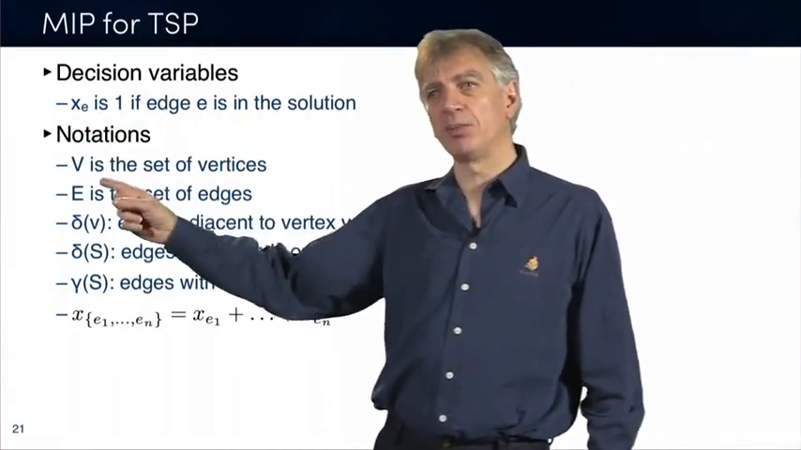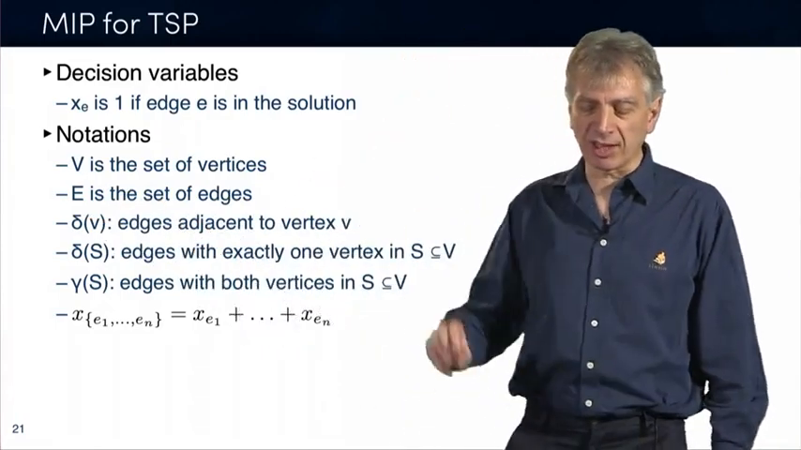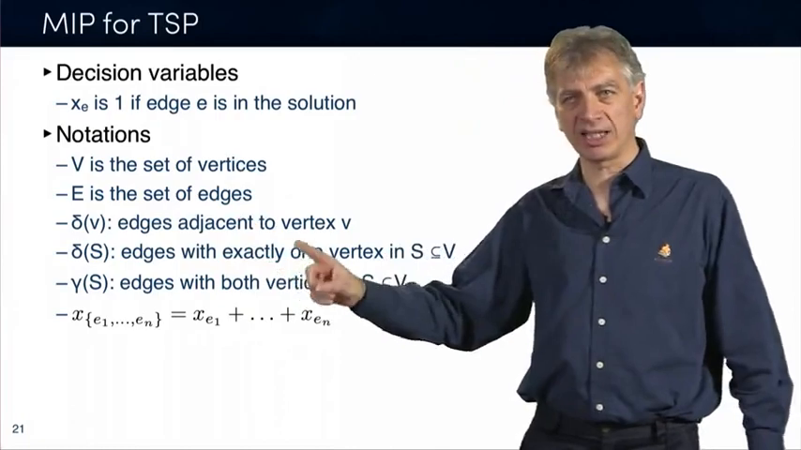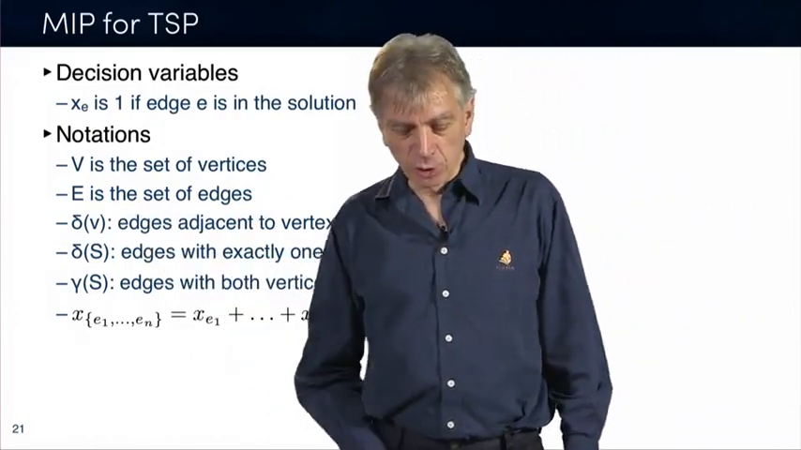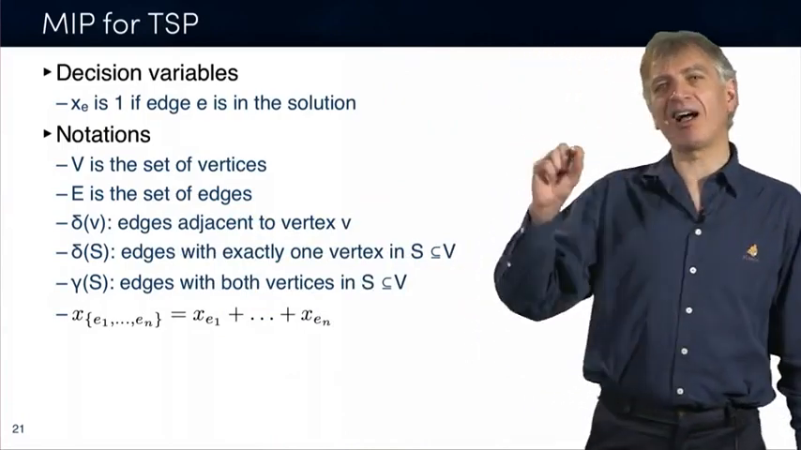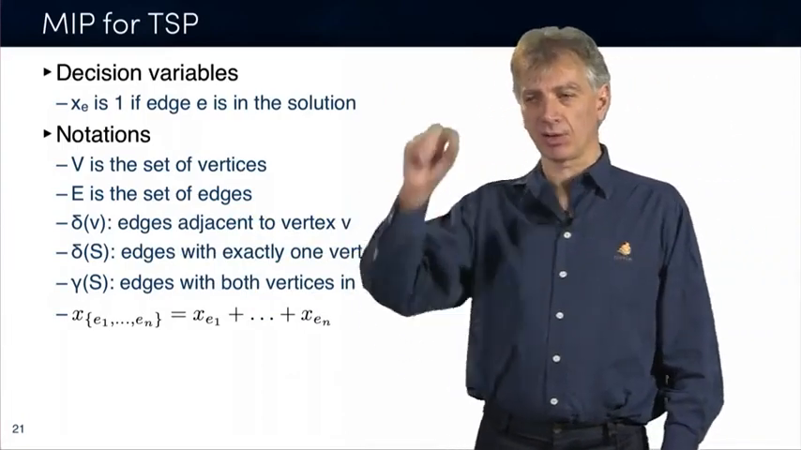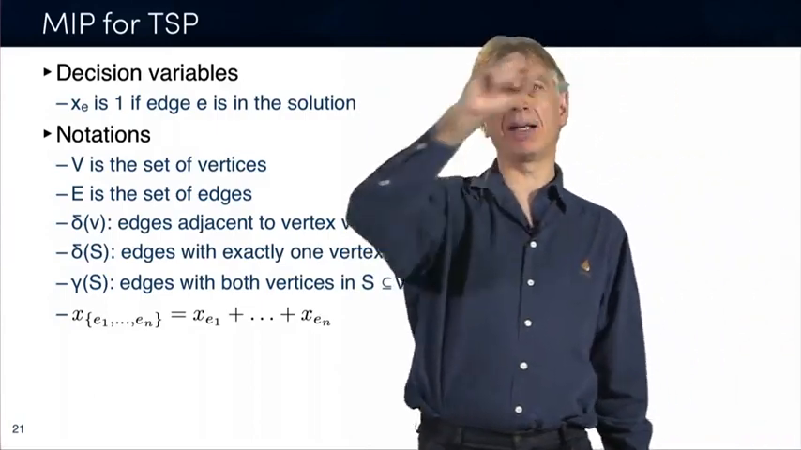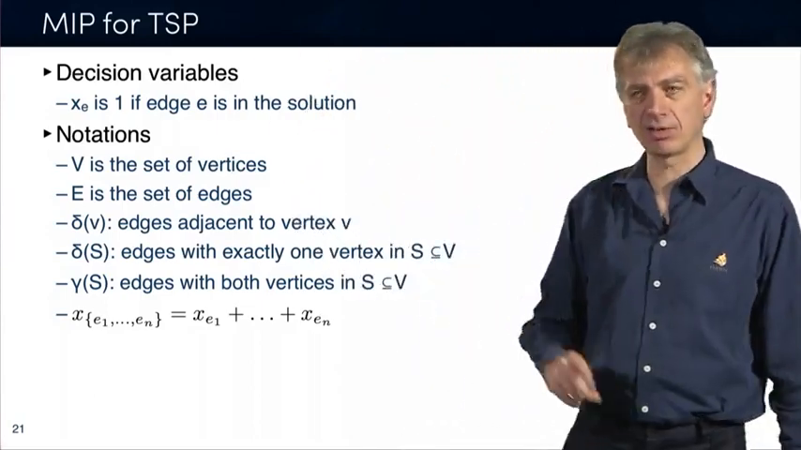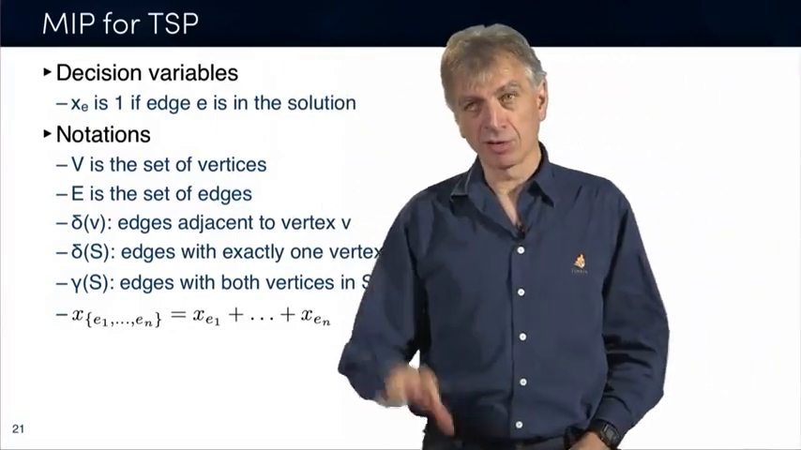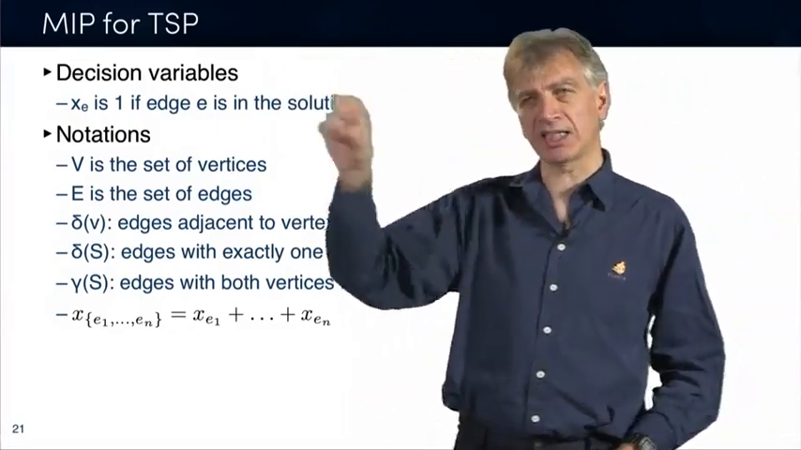Now V is always going to be the set of vertices, E is always going to be the set of edges. And then the next 3 notations are important. So I'm going to use delta(v) as the set of edges which are adjacent to vertex v. So I look at the vertex, and then I look at all the edges which have v as one of their endpoints, and that's delta(v). So when you see delta(v), it's the edges associated with v. So far so good? Delta(v), the edges adjacent to v.